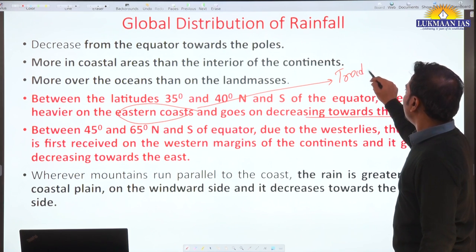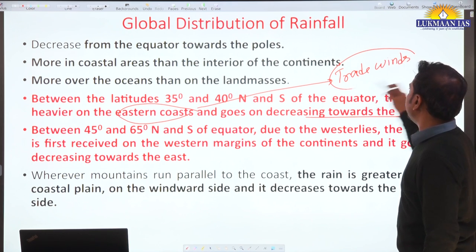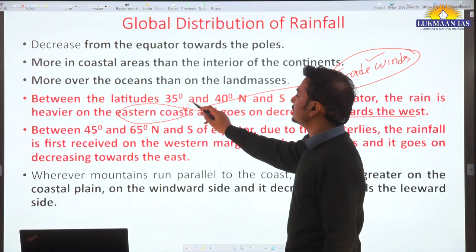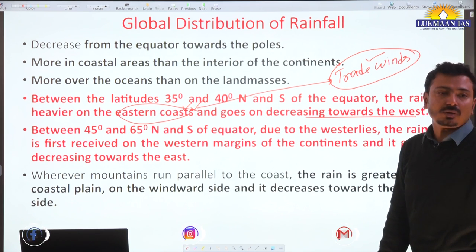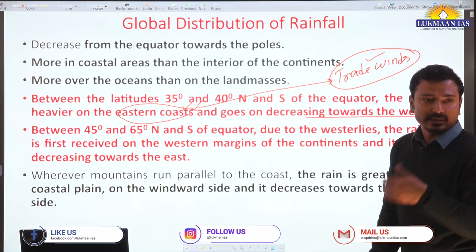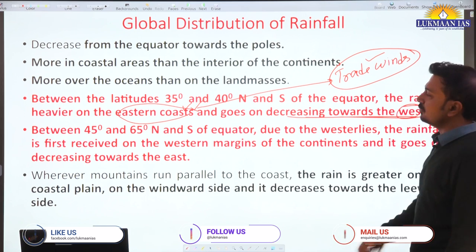Tropical easterlies or trade winds. They are onshore on the eastern margins in those latitudes. Onshore, they are coming from ocean to the land. They bring moisture, they give rainfall. This rainfall goes on decreasing towards the west.